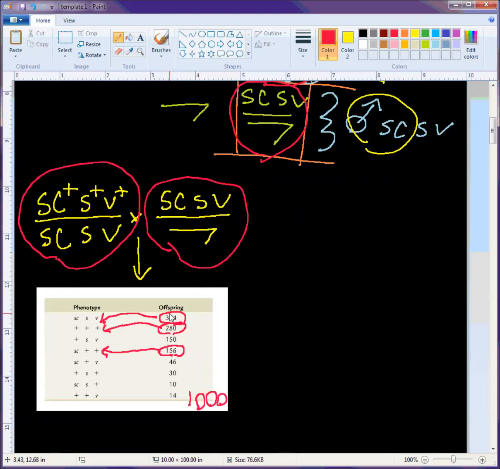Now part B is saying determine the sequence or order of the three genes and map the distances between them. So essentially all that was setting us up to figure out what gene is in the middle using a 3-point cross.